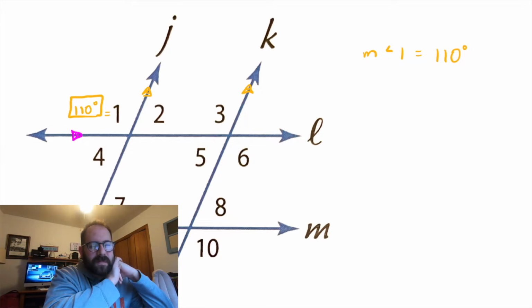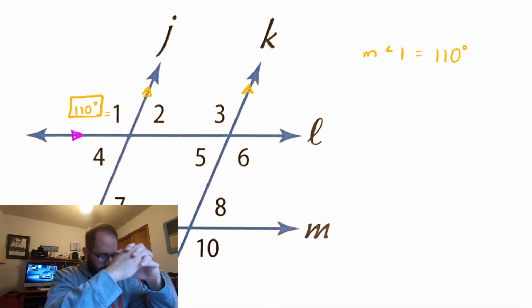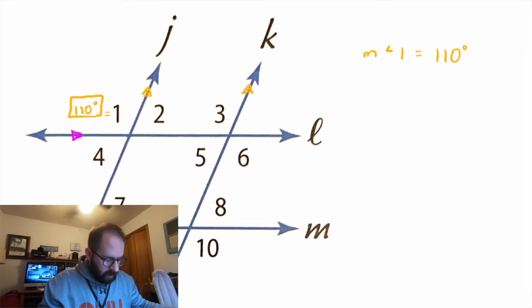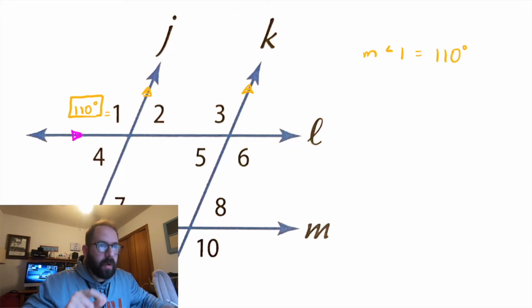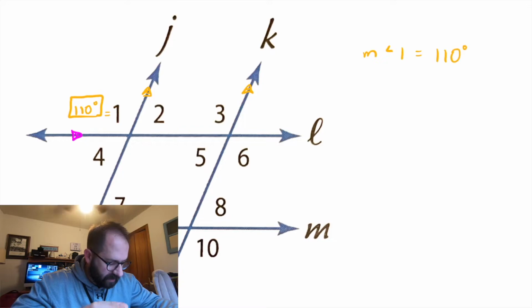Anybody else want to take a guess at it? Go ahead. 9. Okay. Why do you think 9? Okay, I'll accept that. Anybody else? So what I'm hearing is we got 3, 6, 10, and I think 9. All right. Okay, so 3, 6, 9, and 10.